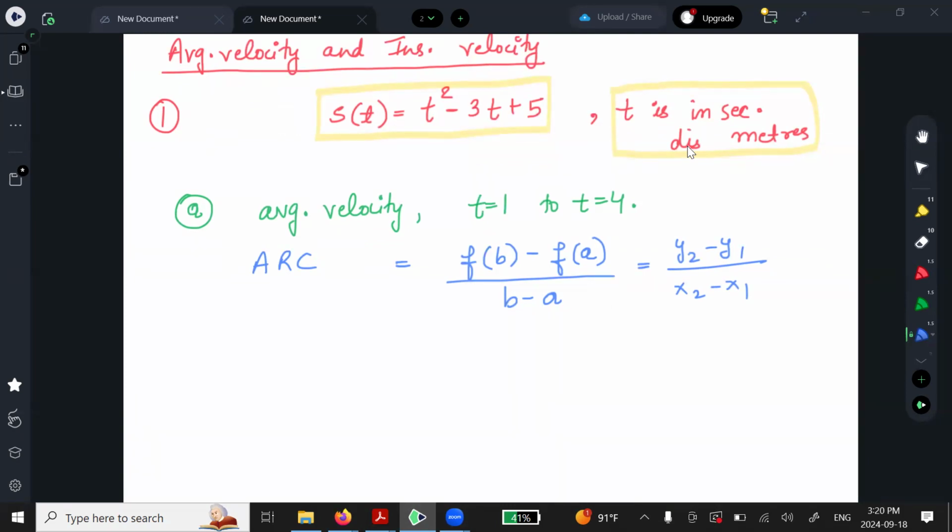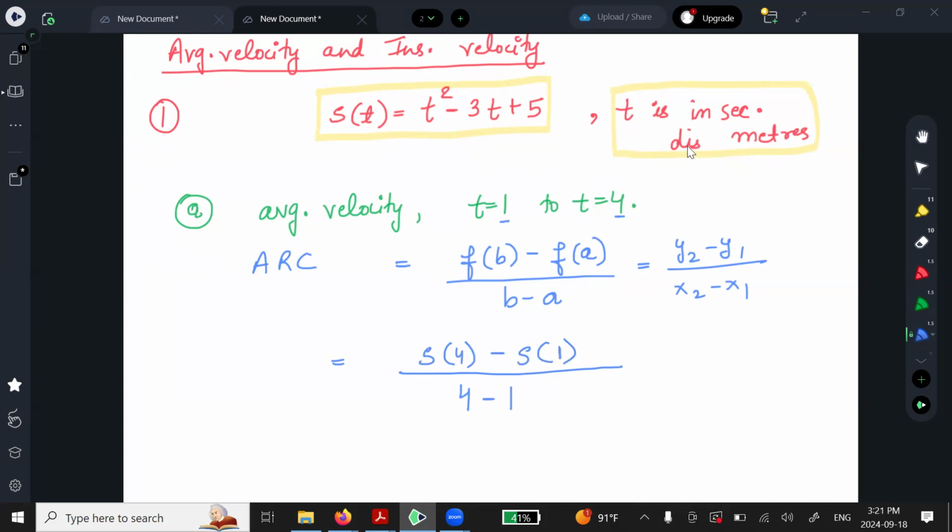Okay. So what I'm going to do, in the denominator, I will take my x values. In this case, that's the t value. So I'll have 4 minus 1, because that's my interval. That's the change in x. And for my y value, I will plug in my t values in the given function. In this case, that's a distance function.